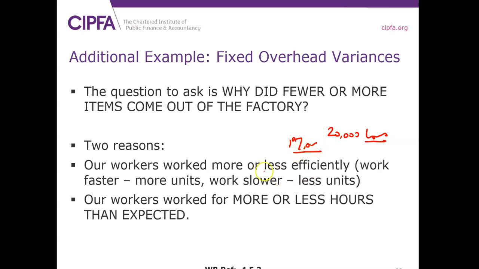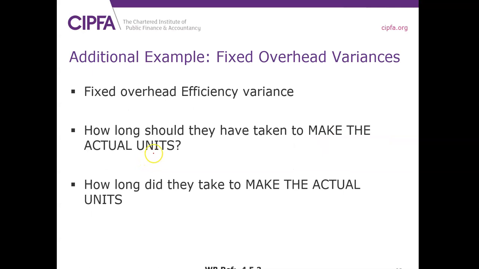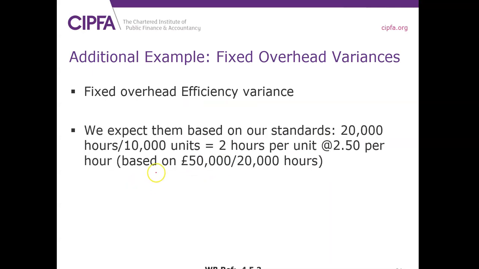So I've given the two reasons. The first one I'm going to look at is an efficiency variance. When we talked about labor efficiency, it's really that we're just pricing it at fixed overhead costs. So the fixed overhead efficiency variance, like you would have done your variable overhead efficiency variance and your labor efficiency variance, we want to know how long should they have taken to make the actual units, and how long did they actually take to make the actual units. This is what efficiency is about.